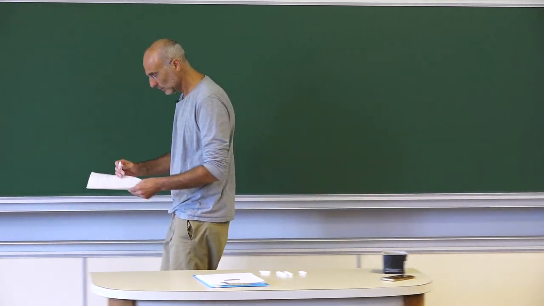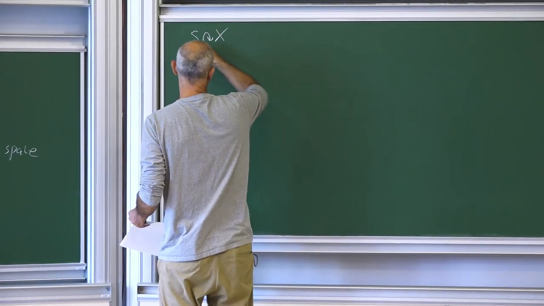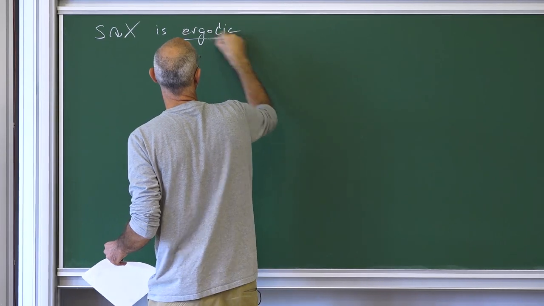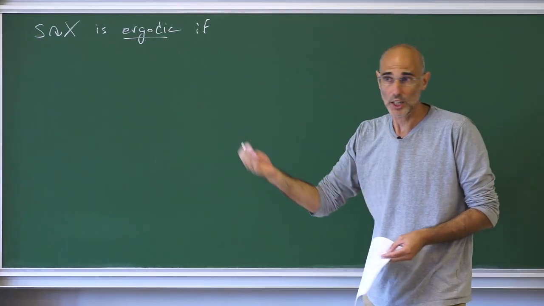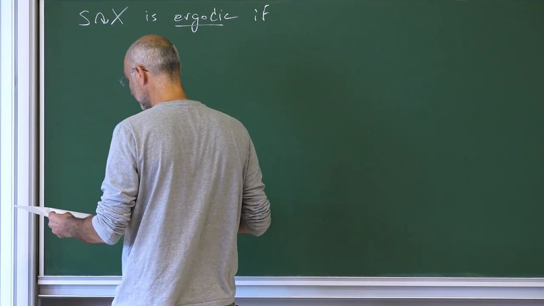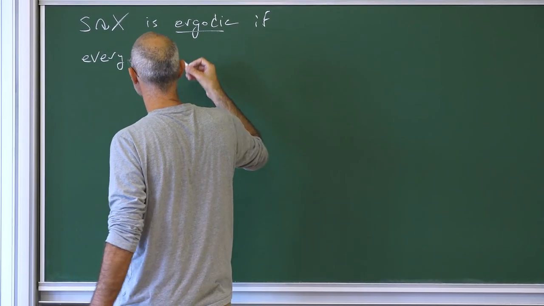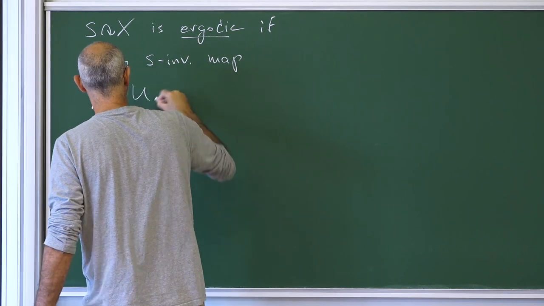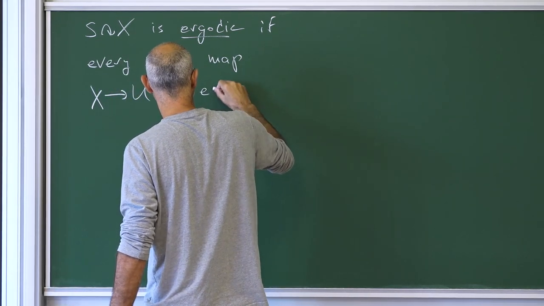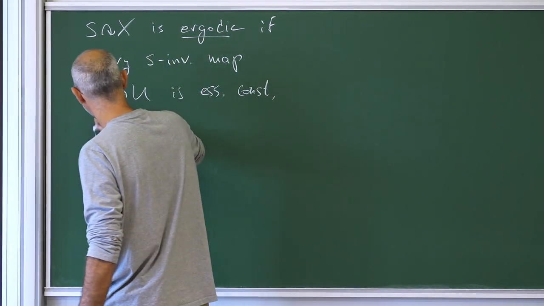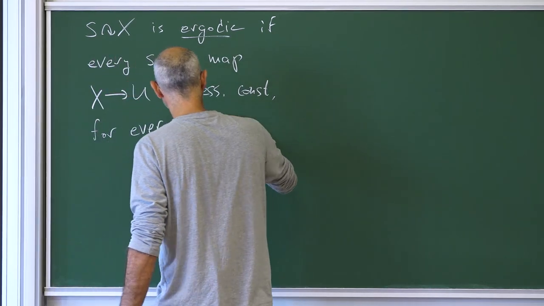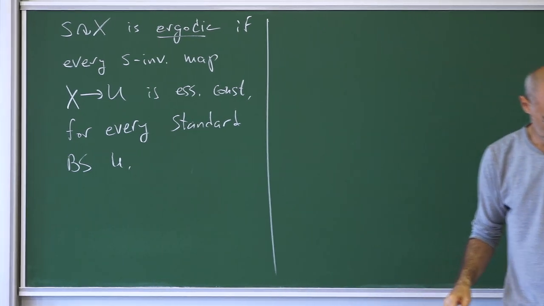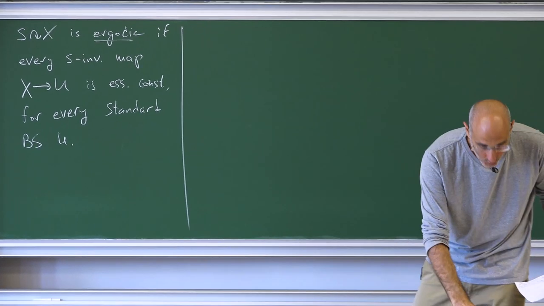And just to remind, S acting on X, that's a symbol for action, is ergodic if, and I gave you several equivalent definitions last time, they still hold. One of them is every S-invariant map X to U is essentially constant for every standard Borel space U. That's the usual ergodicity.